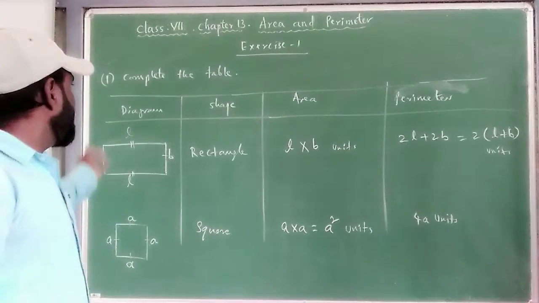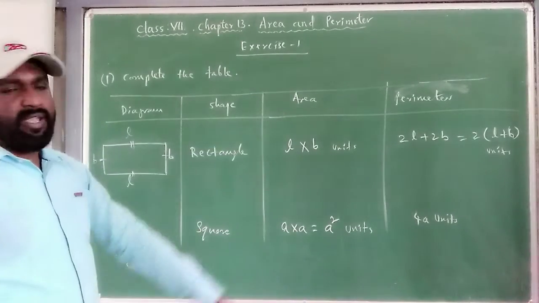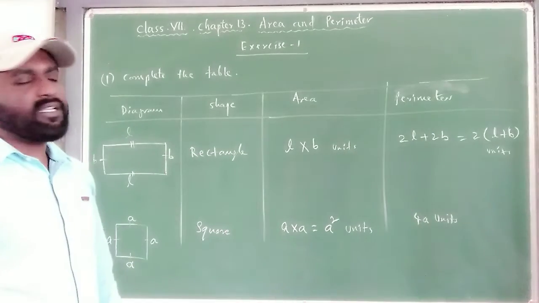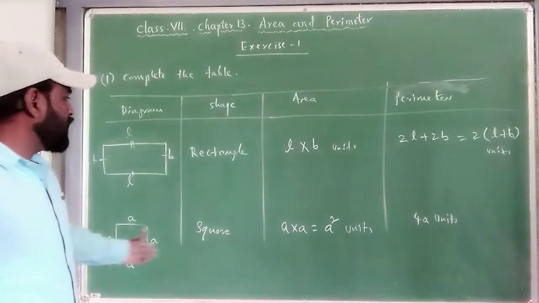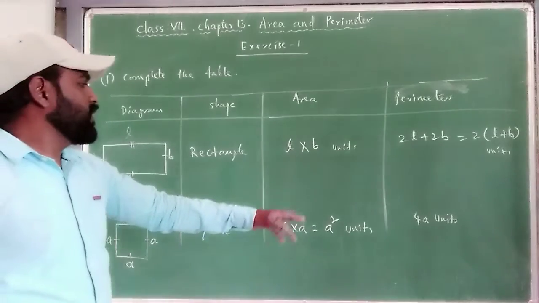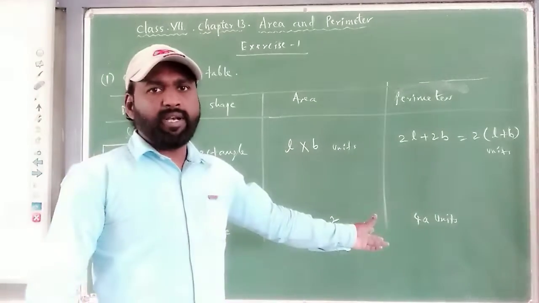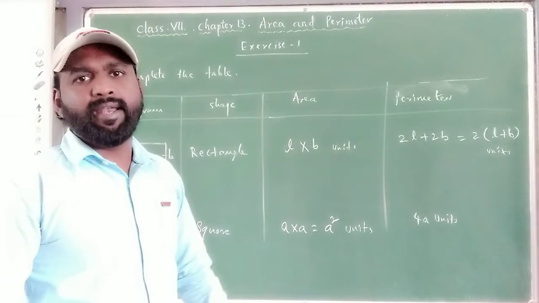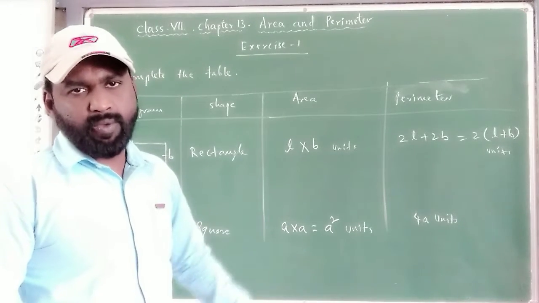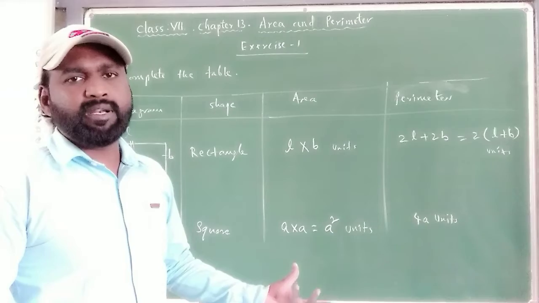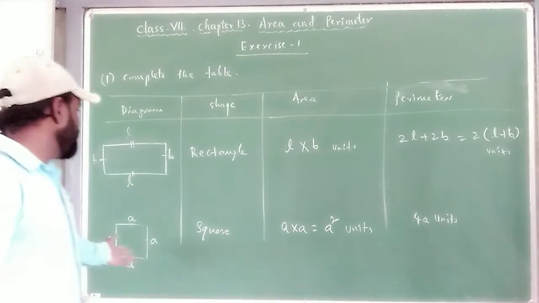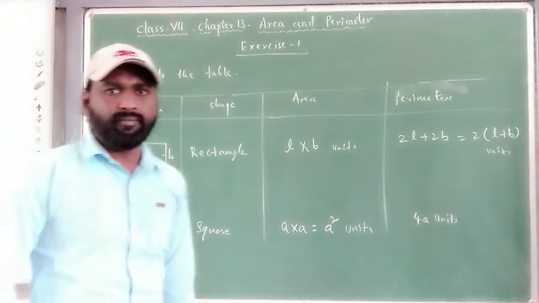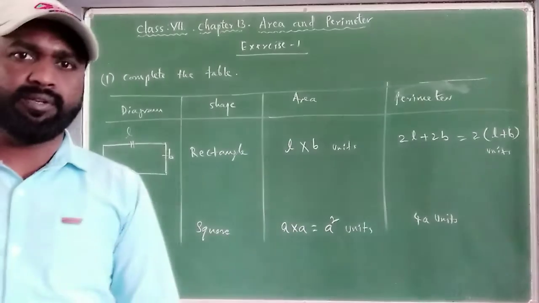For a rectangle, area of rectangle is L into B units. Perimeter of rectangle is 2 into (L plus B). Area of the square is A into A, A square. Perimeter of the square is 4 into A, 4A. In place of A, it is side into side for the area of the square, and 4 into side for the perimeter of the square. As it is given A units, we are writing it as A. That's all. So let us see the next question.